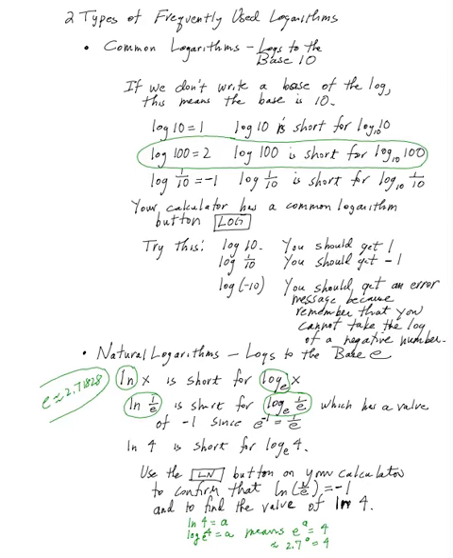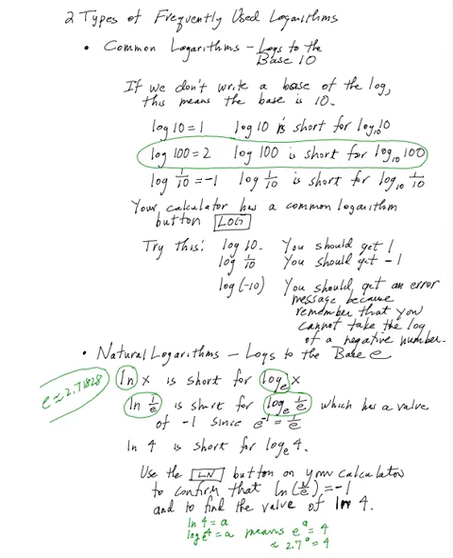So, two types of commonly used logarithms are logarithms to the base 10, called common logarithms, and natural logarithms, logarithms to the base e. Your calculator has a LOG button, and that's a log base 10 button, and it has an LN button, and that's a log base e button.